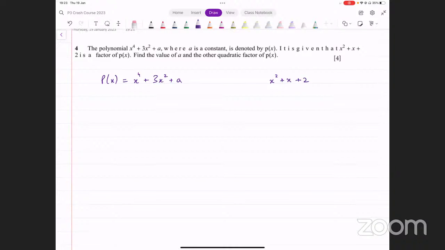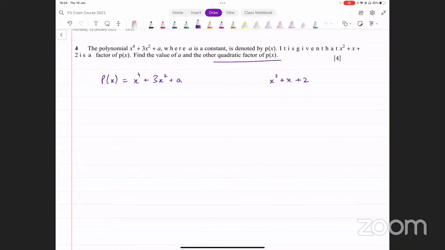You'll have to do long division anyway because you also need the other quadratic factors. You'll need the quotient from that long division process. So even if you could use the remainder theorem, you'll have to do long division in any case. That's going to be required in any case.